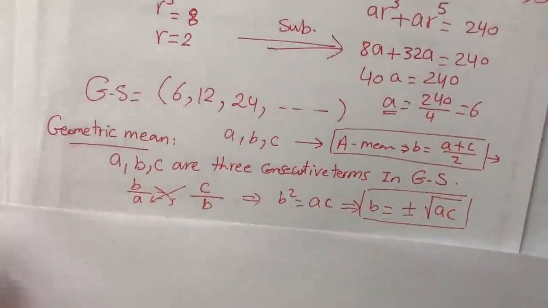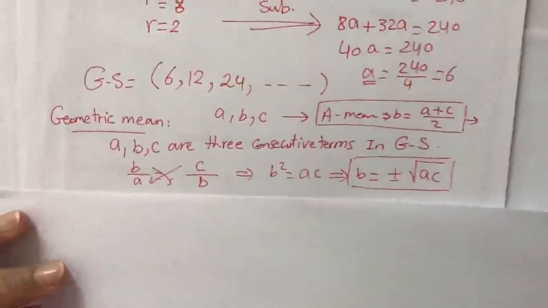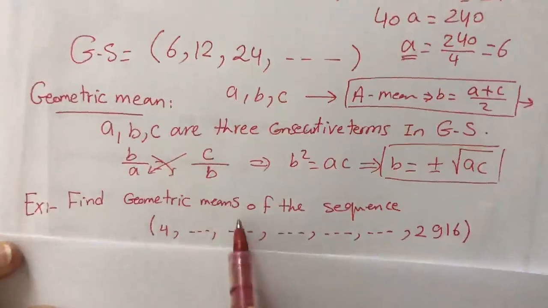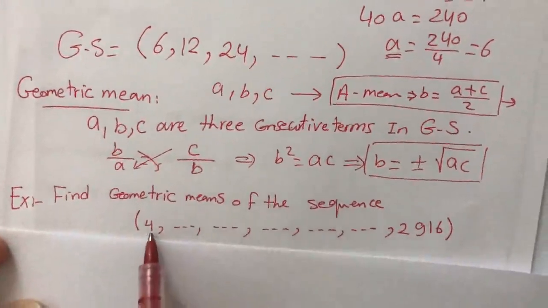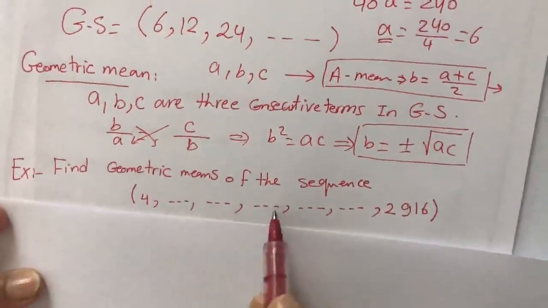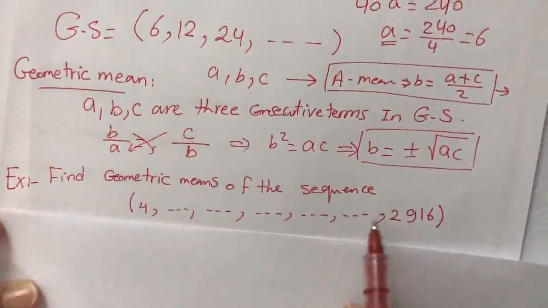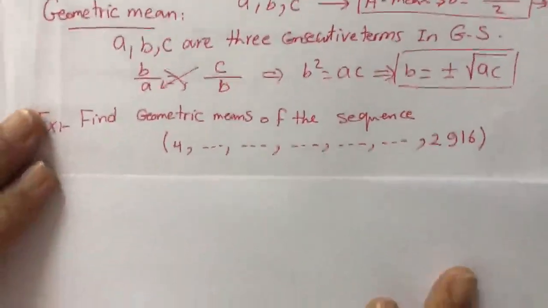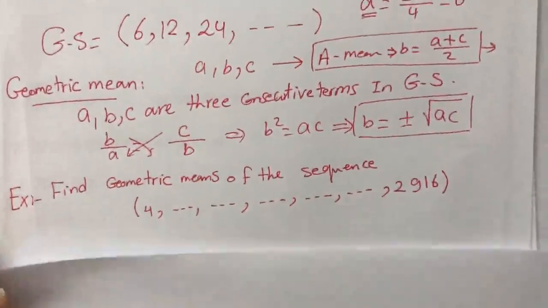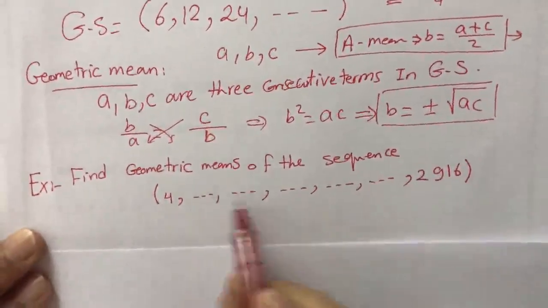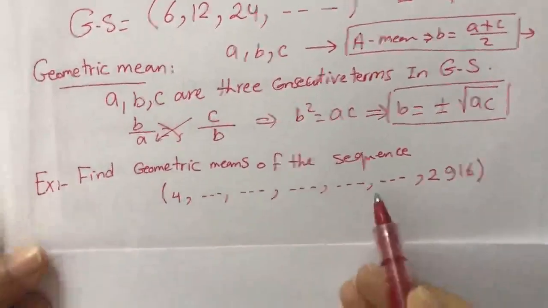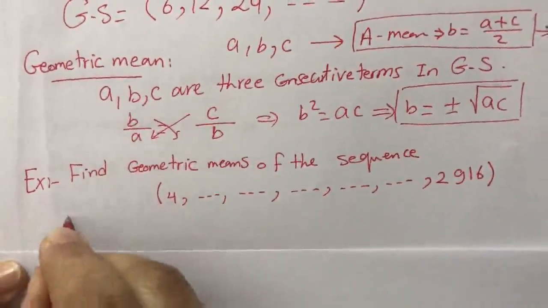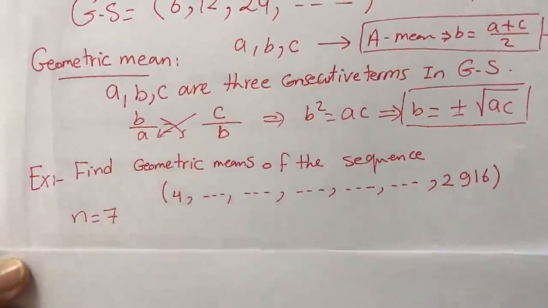What about the question here? How can I find it? This is the example. He said to find the geometric means of the sequence 4, then blanks, 2916. I have here how many terms in this sequence? I have 7 terms. The first and the last, and I have 5 means in the middle. He needs the means. So n here equals 7.